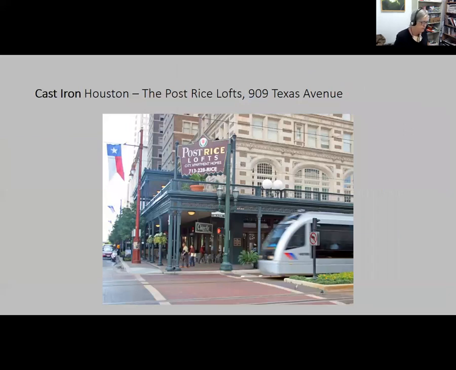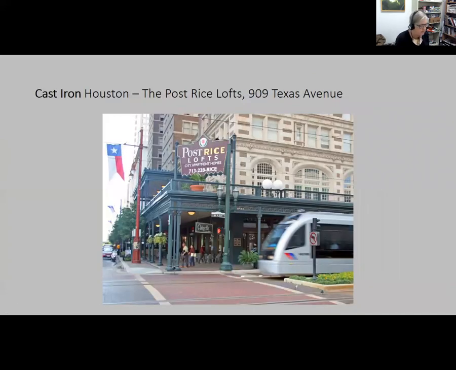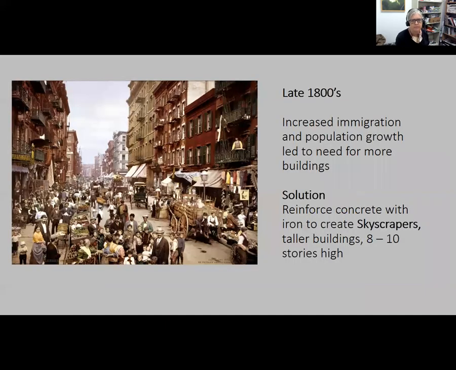So we have examples of cast and wrought iron in Houston. Just down the street from U of H, on Main Street at Texas, are the Post Rice Lofts. These little miniature columns are all made out of cast iron. You might be able to find wrought iron. I don't have an example here, but make sure that it is and don't just say it is.